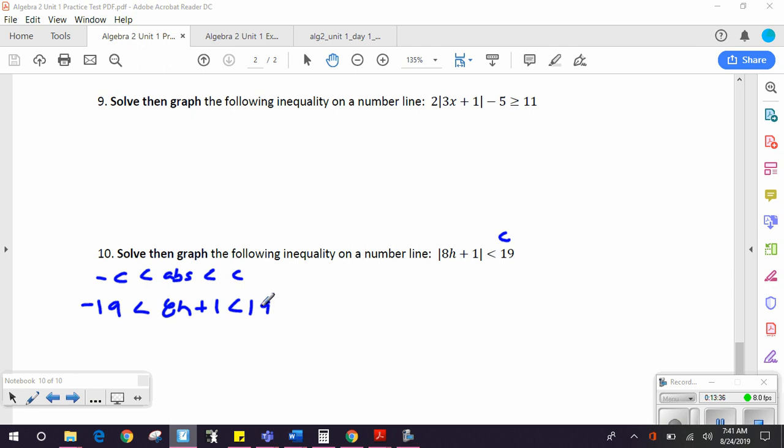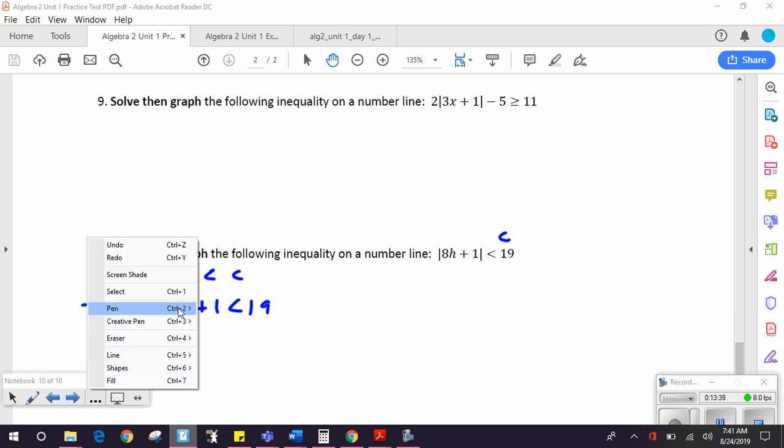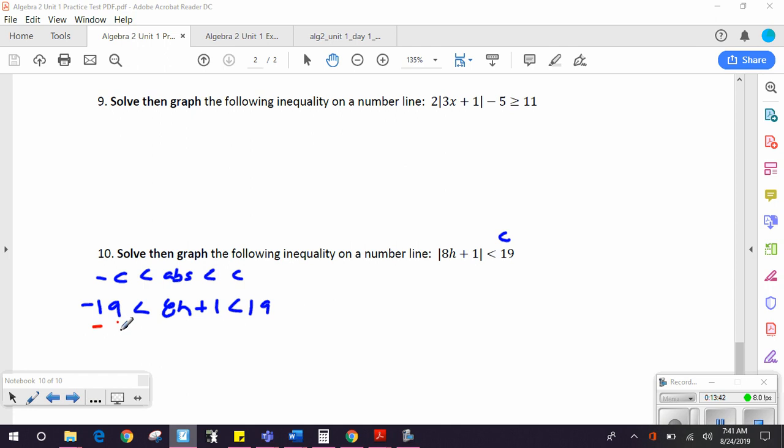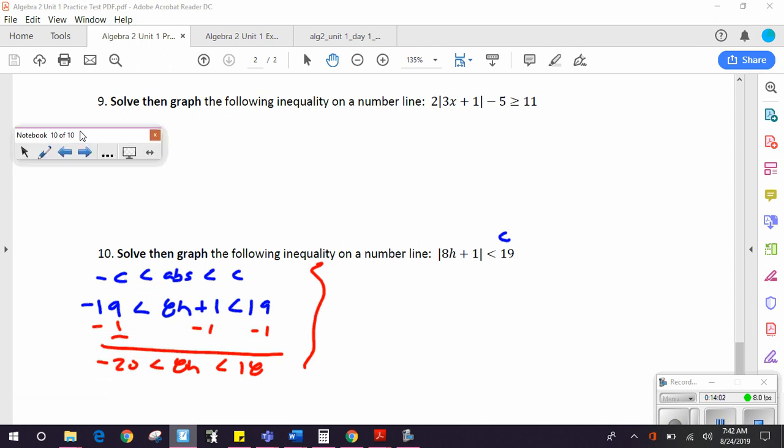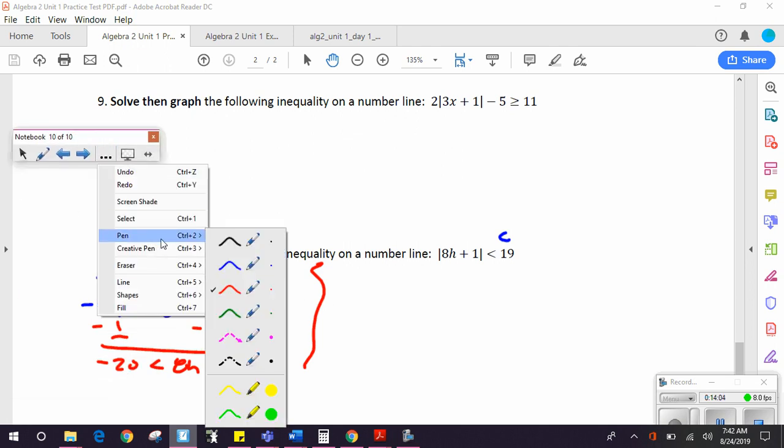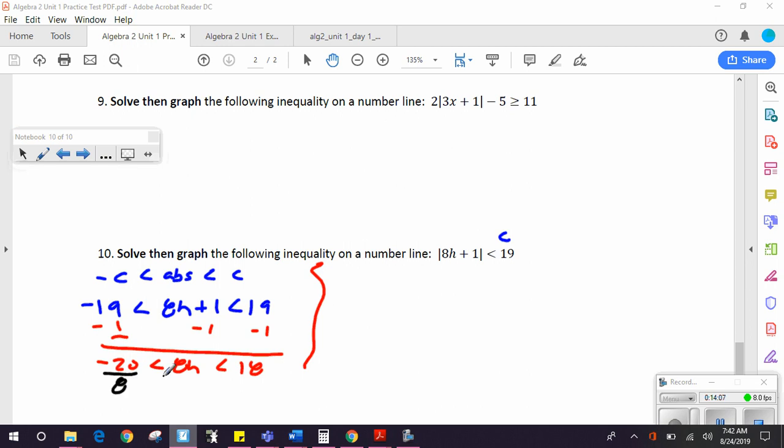Okie doke. Alright, so now I must subtract 1 from all parts to get h by itself in the center, which would give me negative 20 is less than 8h, which is less than 18. I now will divide all parts by 8, which would give me a bunch of fractions that need reduction.